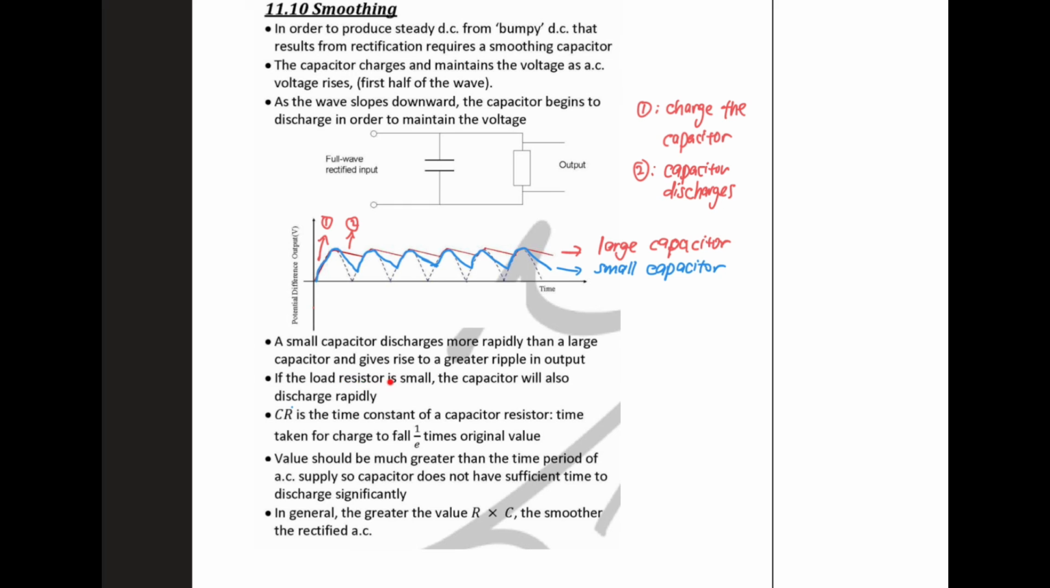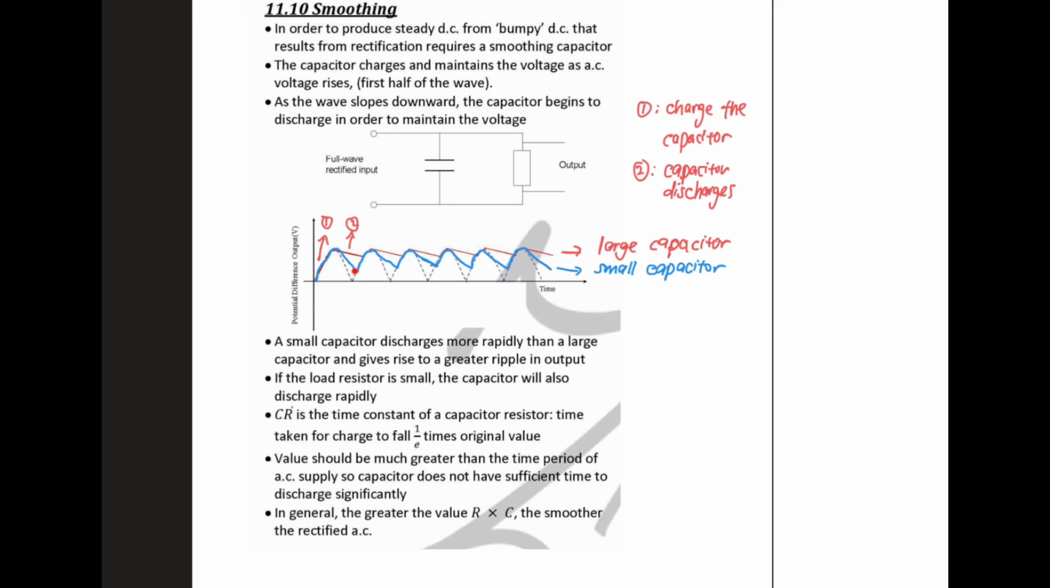If the load resistor is small, load resistor means the output, the capacitor will also discharge rapidly. So they are trying to talk about this. If this one has low resistance, then they will discharge quickly also because low resistance, right? So they can come out easily, because this is not blocking too much. Can come out easily, so they discharge rapidly also. Discharge rapidly means they are like the blue color, go down very fast.